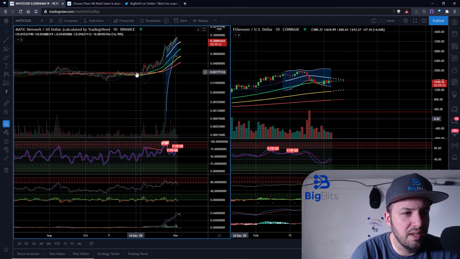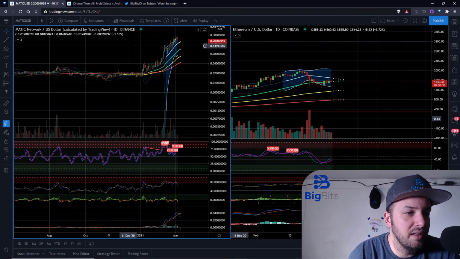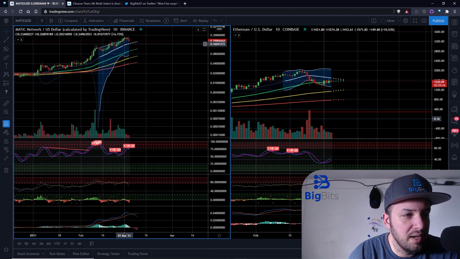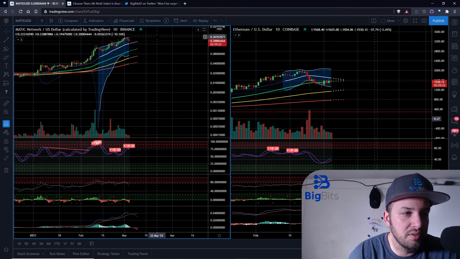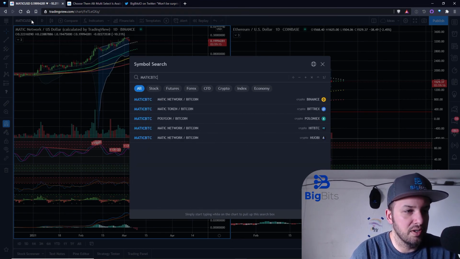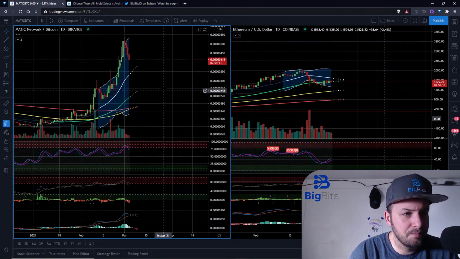Daily chart here, though, looks like a little bit of a pullback. It looks like it's in the middle of one. Zoom in a little bit, but it's hard to say. This could be very similar to Uni, where it just kind of continues to ride upwards for some time. Take a look at it versus Bitcoin, though. This one should be a very interesting chart because that was a very big move on Matic.